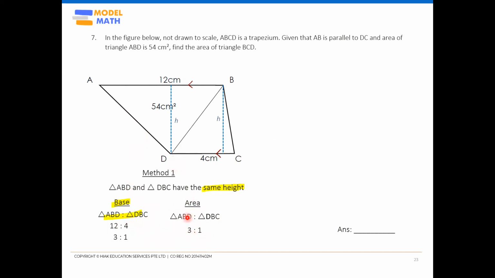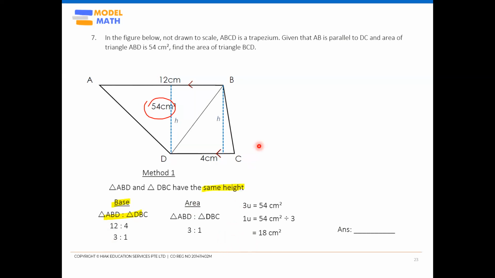Once you have created your area ratio, you can link it to the 54. 54 is the area of ABD. So for ABD, we know that 3 units is 54 cm squared. Then I go on to find the area for 1 unit. I divide by 3, and 1 unit will be 18 cm squared. That will be your area of triangle BCD, because that is 1 unit. So this is your answer for triangle DBC, or BCD.